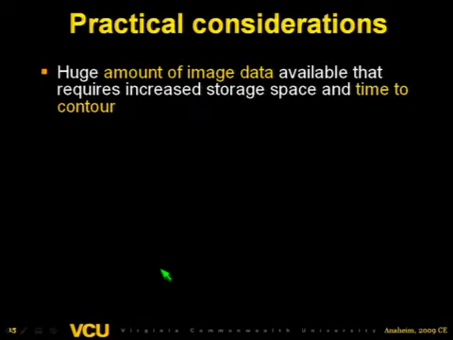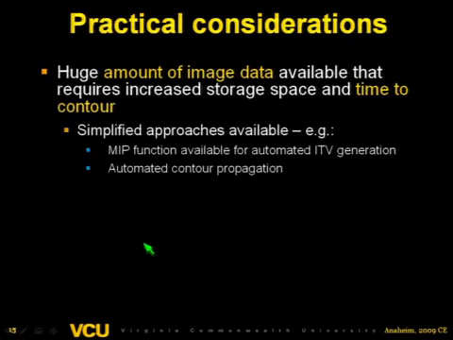So there are a number of practical considerations in relation to 4D planning. First of all, there is a huge amount of image data that is available and that requires increased storage space and also increased time to contour. Fortunately, as far as the contouring goes, there are simplified approaches available, such as the maximum intensity projection function that is available for automated ITV generation. And also there are automated contour propagation tools that became available.